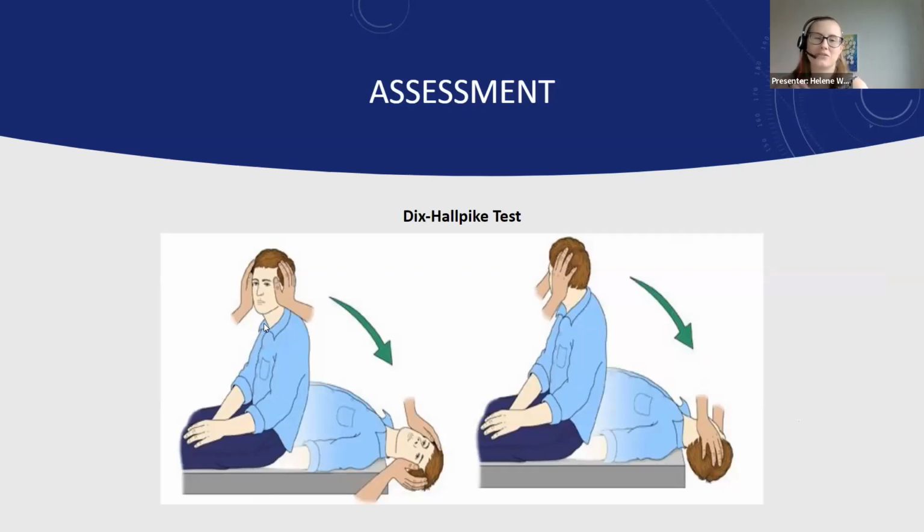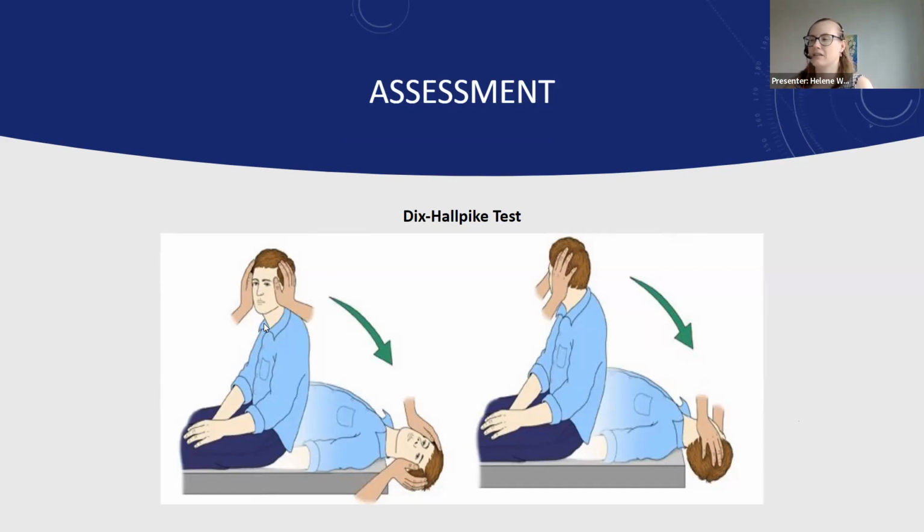The assessment for BPPV is the Dix-Hallpike test. And this is quite a useful test because it's something that you can do in the clinic room without lots of complicated or fancy equipment. So it's something that audiologists do, physios also do it, ENTs, GPs probably to a lesser extent, but if that's what you've got access to, then that's what you've got access to.